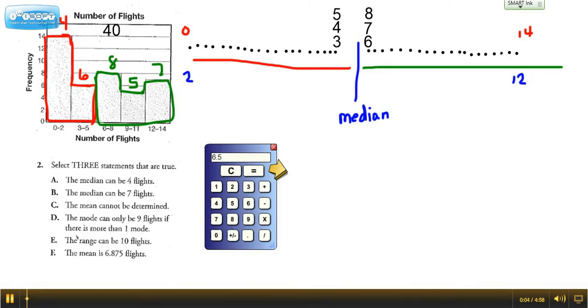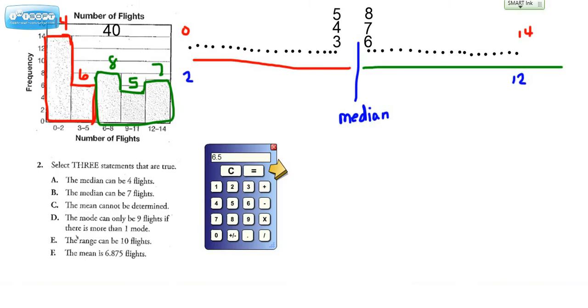We're taking a look at question number 2, which is definitely not one of my favorite questions. In fact, I think this is one of my least favorite questions that I've ever seen in my life. It says, select 3 statements that are true. In order to begin this question, you really have to understand the concepts that they're addressing, which are median, mean, mode, range. You have to understand those things.